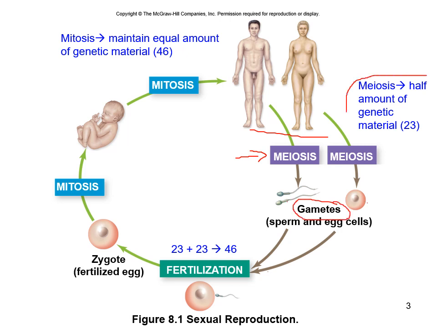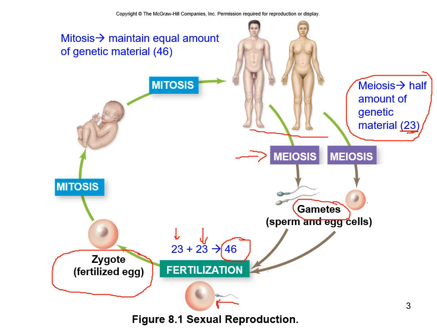Each of them has to be produced by meiosis because they can only carry 23 chromosomes. When it's then time for fertilization to occur, meaning that the sperm enters into the egg, we see that the 23 chromosomes from mom align with the 23 chromosomes from dad, and now you have a zygote, or a fertilized egg, that has 46 chromosomes. Beautiful. So that's the number that we're looking for.